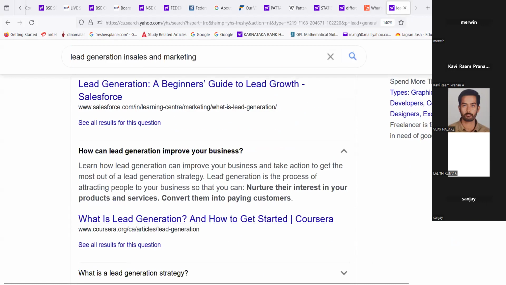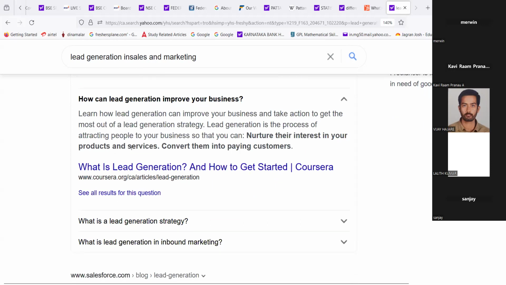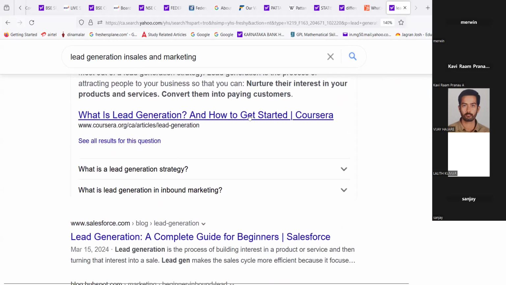How can lead generation improve your business? Learn how lead generation can improve your business and take action to get the most out of a lead generation strategy. Lead generation is the process of attracting people to your business, nurturing their interest in your products and services, and converting them into paying customers.